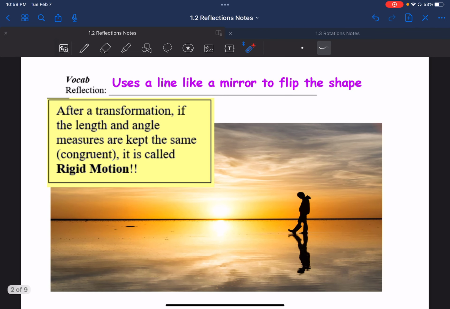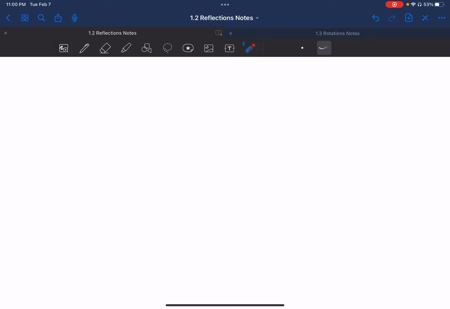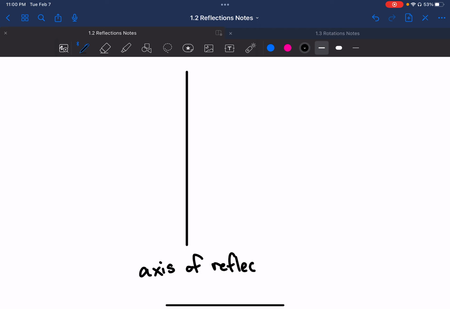So today, your notes, you're looking at reflections. So reflections use a line like a mirror to flip the shape. Pretty straightforward. The way I like to think of it is if we have some mirror here, and in math, we're going to call this the axis of reflection. You might also see the word line. That works as well. I like axis because it makes me feel a little smarter. I also just happen to know some of the terms that are coming at you in the next year. Axis is a good word to be paying attention to.